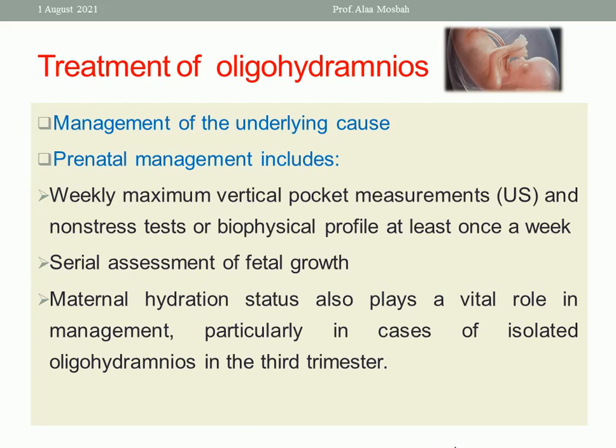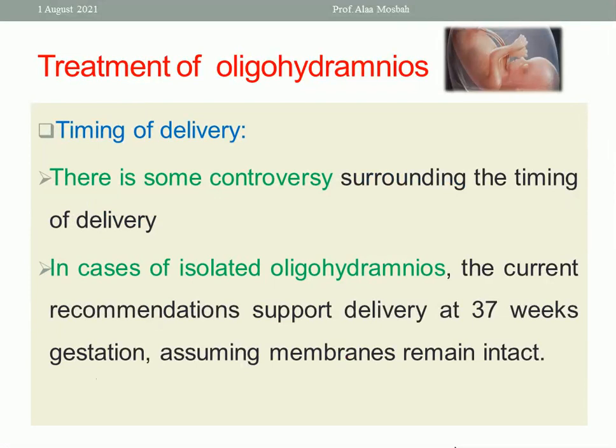The timing of delivery in cases of oligohydramnios, there is controversy surrounding the timing of delivery, but in cases of isolated oligohydramnios, the current recommendations support delivery at 37 weeks gestational age, assuming membrane remain intact.